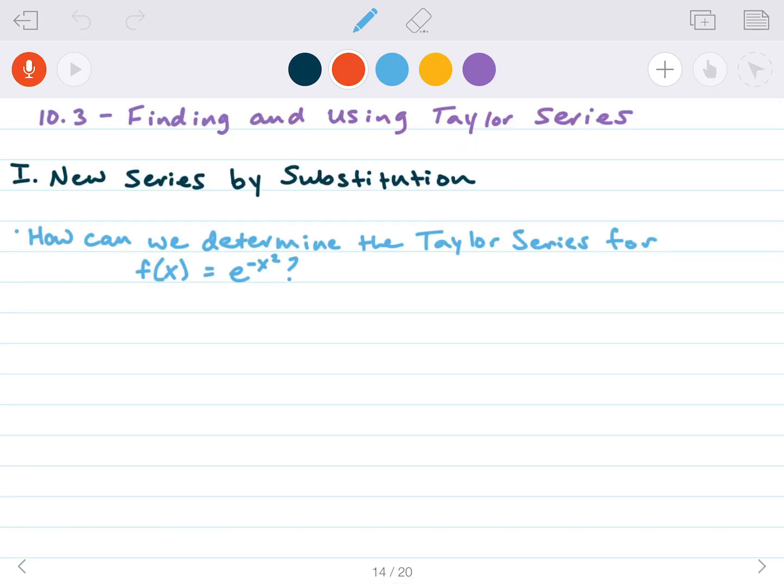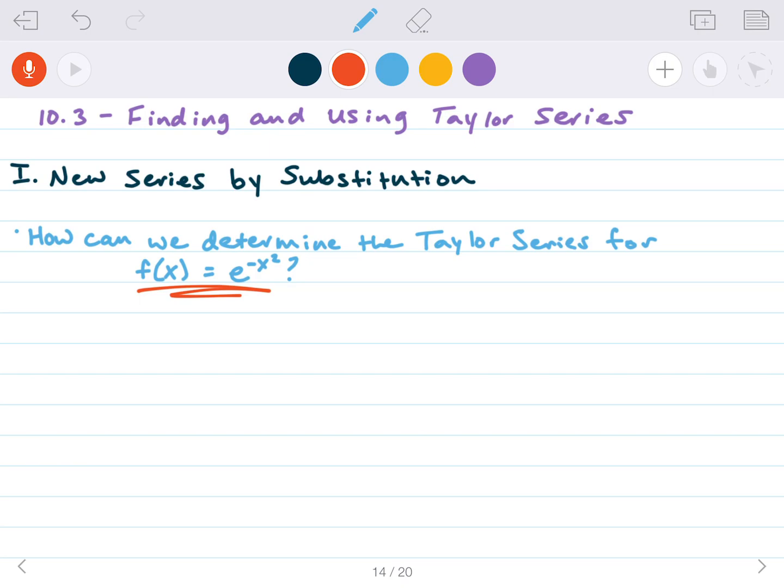Let's do some other examples of using the Taylor series. So we can do some clever tricks in finding and using Taylor series. And the first trick that we're going to talk about is finding new series by substitutions. So the question is, how can we find the Taylor series for f of x equals e to the negative x squared? What does this mean?